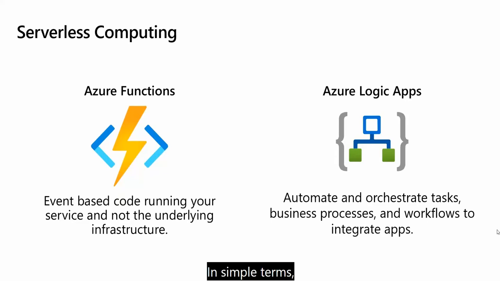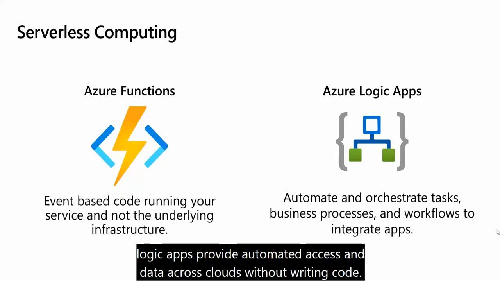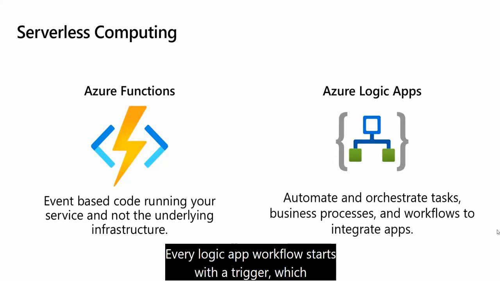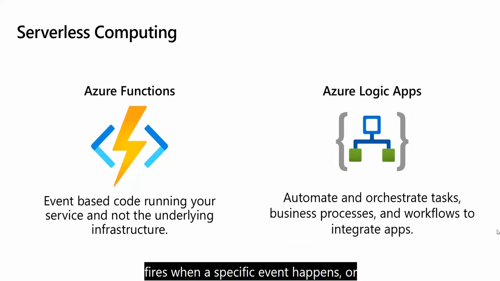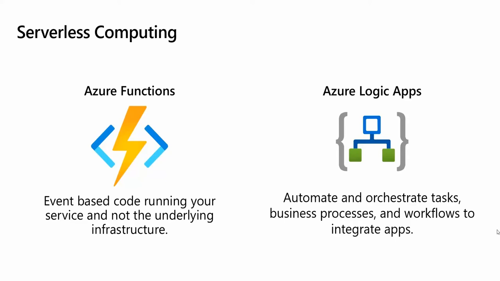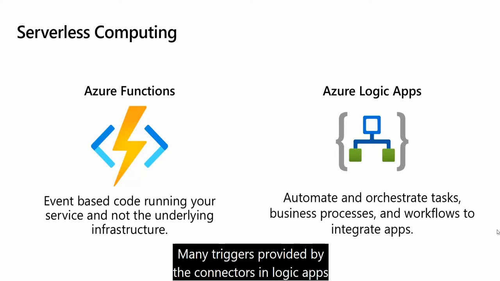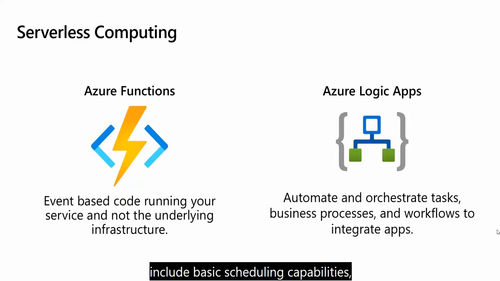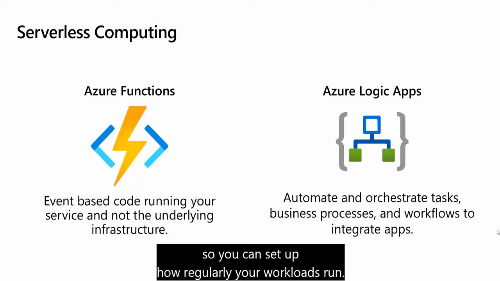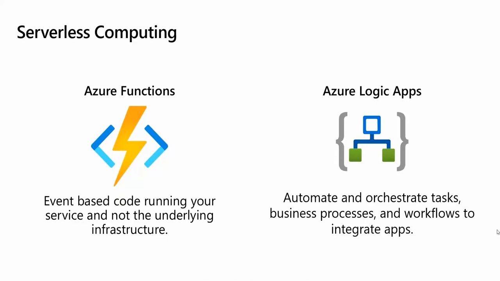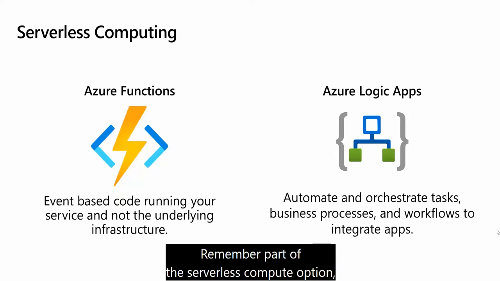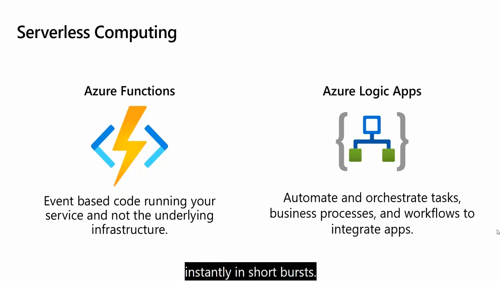In simple terms, logic apps provide automated access and data across clouds without writing code. Every logic app workflow starts with a trigger, which fires when a specific event happens or when new data becomes available. Many triggers provided by the connectors in logic apps include basic scheduling capabilities, so you can set up how regularly your workloads run.